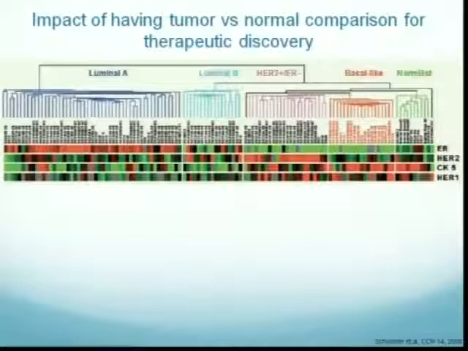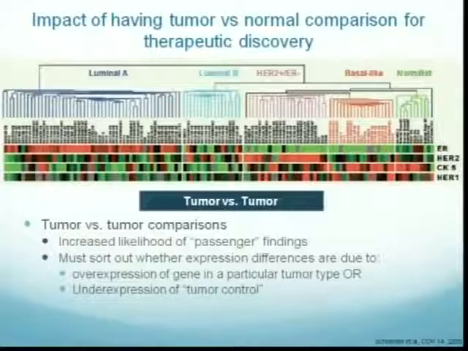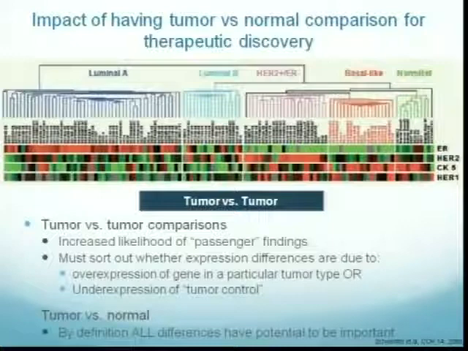So when the gene expression comparisons were done between these subtypes, these were essentially tumor versus tumor comparisons, comparing one type of breast cancer to another. That can be very problematic, because just because a certain gene is differentially expressed in one breast cancer subtype versus another doesn't necessarily mean that gene is important in tumorigenesis. It could be a passenger finding. But when you do a comparison of tumor versus normal, as I mentioned at the start of the lecture, by definition all differences have the potential, and I stress the potential, to be important. So the comparator is very important.